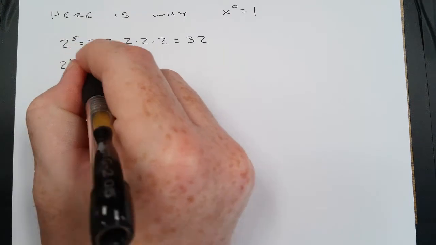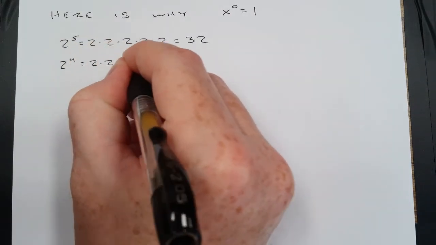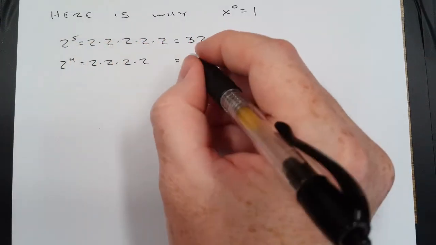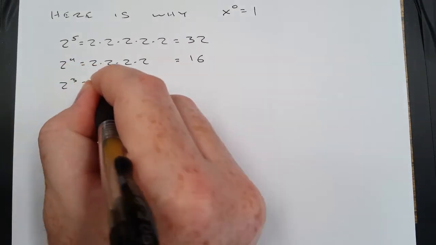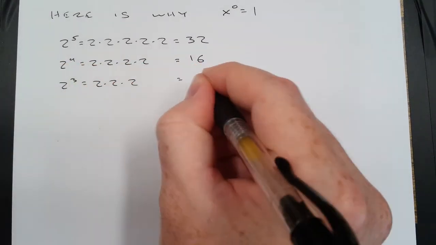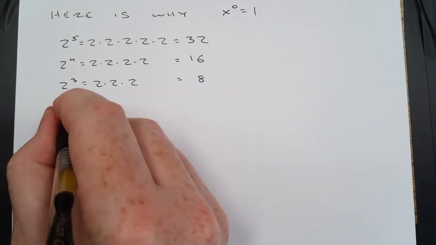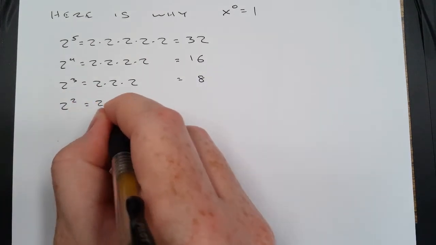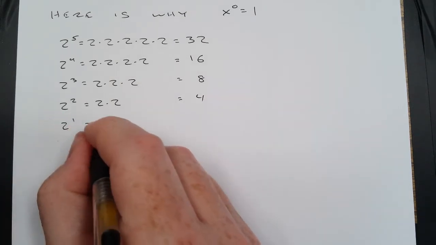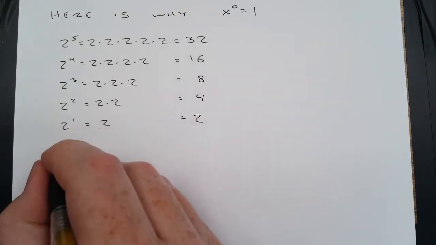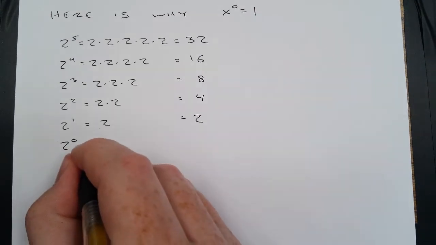2 to the 4th, 2 times 2 times 2 times 2, equals 16. 2 to the 3rd, 2 times 2 times 2, is 8. 2 squared, 2 times 2, is 4. 2 to the 1st is 2. So now we get to the bottom here, 2 to the 0.